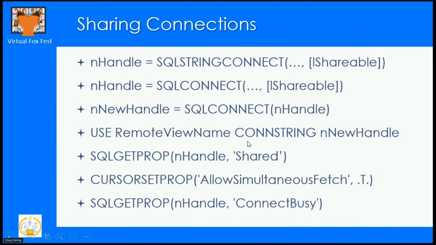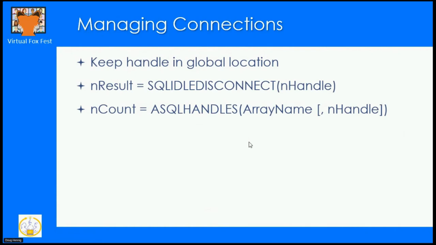All right. So now, managing connections. As I mentioned earlier, if you're using the connect at application startup, use the same handle throughout the whole application, and shut it down at the end, you have to store that handle in some global location. So whether it's a property of _screen or a global variable, I like to use a manager object and store it as a property of the manager object. So let's go and take a look at that.